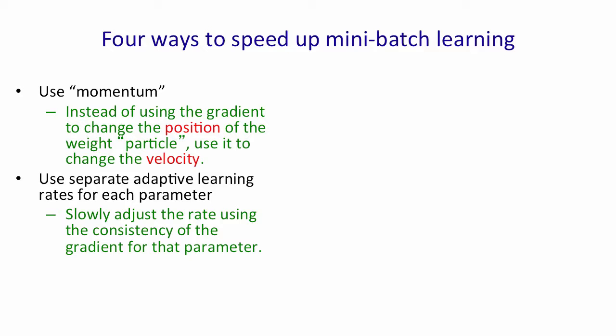A second method for speeding up mini-batch learning is to use a separate adaptive learning rate for each parameter, and then to slowly adjust that learning rate based on empirical measurements. And the obvious empirical measurement is, are we making progress by changing the weights in the same direction? Or does the gradient keep oscillating around so that the sign of the gradient keeps changing? If the sign of the gradient keeps changing, what we're going to do is reduce the learning rate, and if it keeps staying the same, we're going to increase the learning rate.